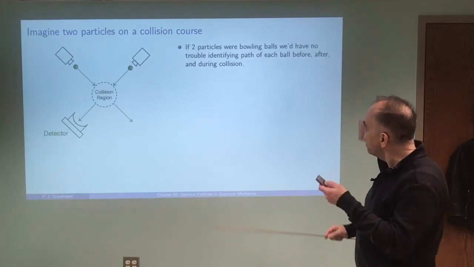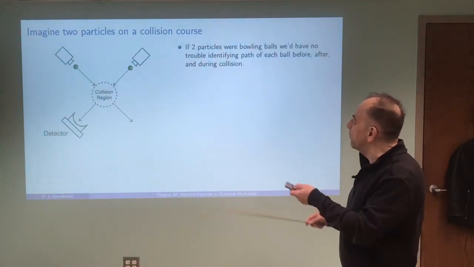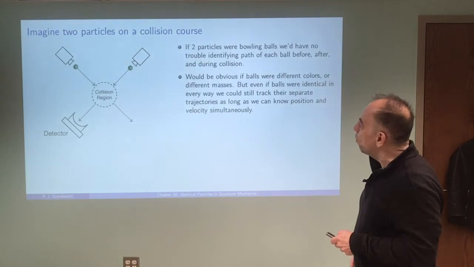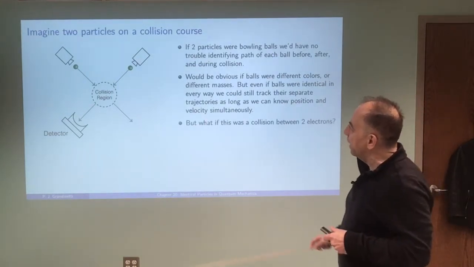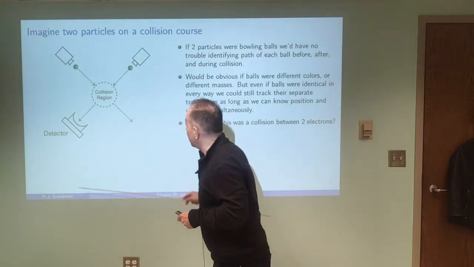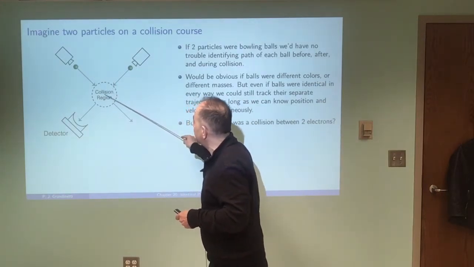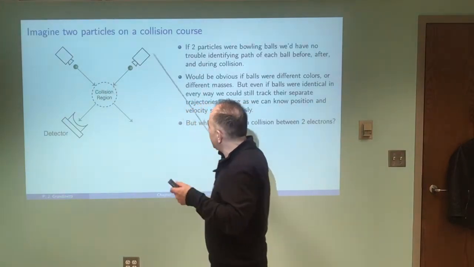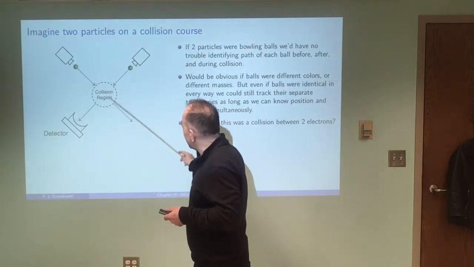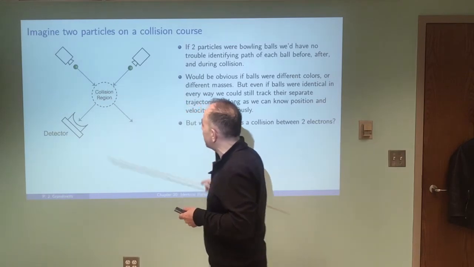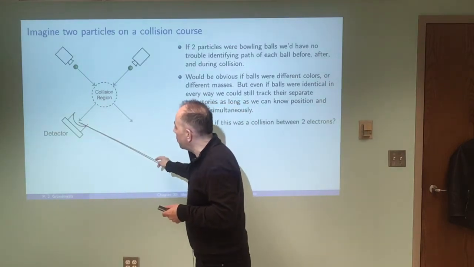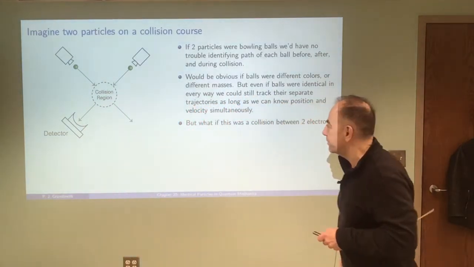Okay? Now, it's not a big issue if you're watching bowling balls, but what if you were watching electrons and you had an electron gun here, an electron gun here, and you fired single electrons, on the button you push, that fires both of them at the same time with the speed so that they're both in this collision region at the same time. Can you determine which electron hit the detector?